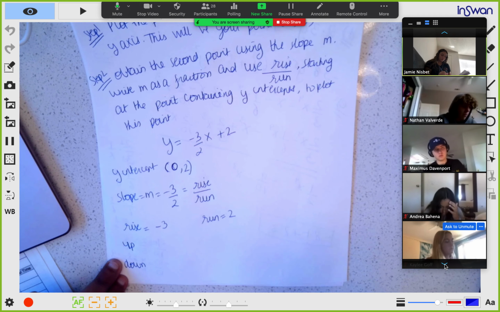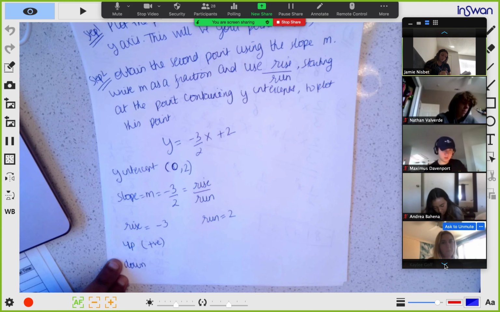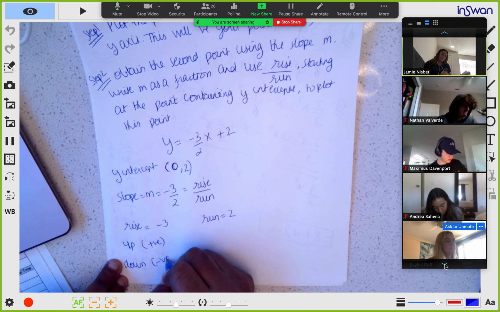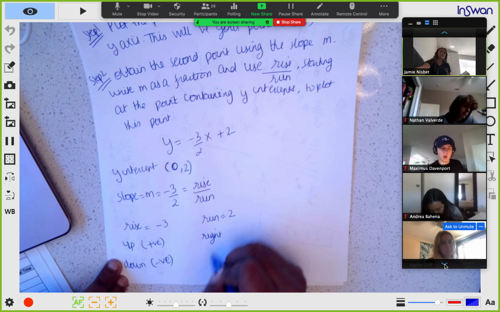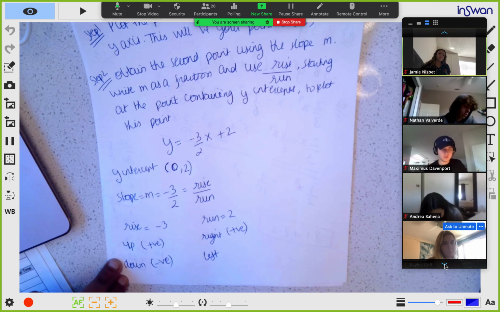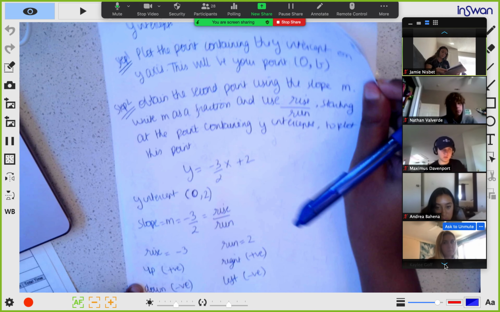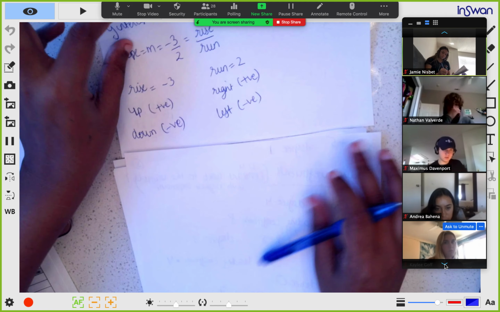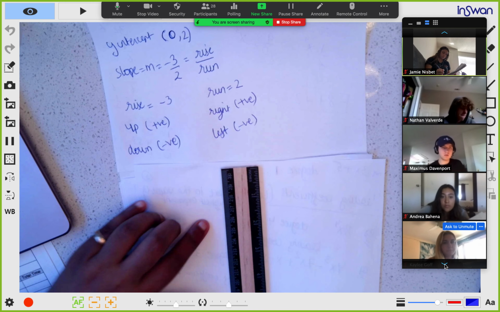Note, rise tells me how much to go up or down. If it's a positive number, I will go that much up. If it's a negative number, I will go that much down. Run tells me whether I'm going to move towards right or left. If it's a positive number, I'm going to move towards my right. If it's a negative number, I'm going to move towards my left. Now let's start graphing this. How do you do it? Let's see here, I'm going to graph it.